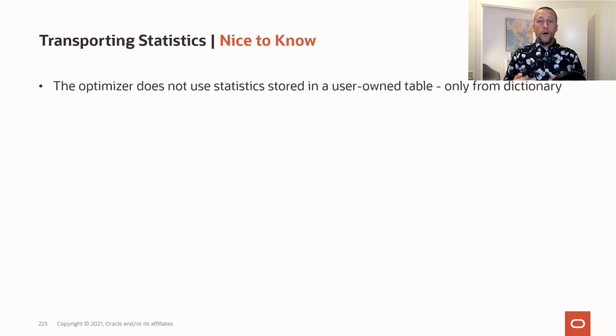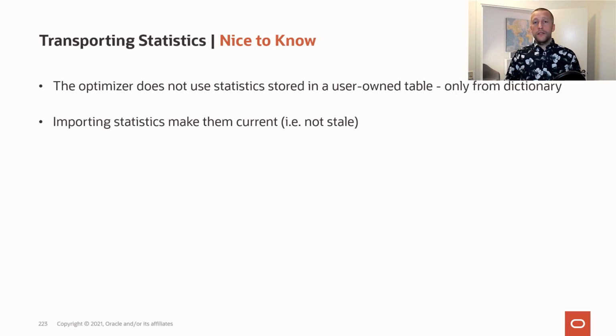The optimizer only uses statistics that are stored in the data dictionary. So if you have statistics in your staging table, it's safe to keep them there. They won't be considered by the optimizer. When you import statistics, they are marked as current, which is the opposite of stale. That gives you the benefit that the automatic maintenance task won't regather statistics on your table after you have imported statistics. They are not considered stale.